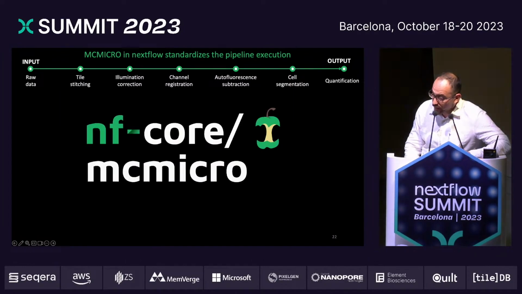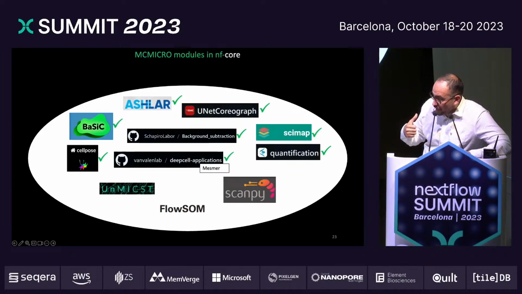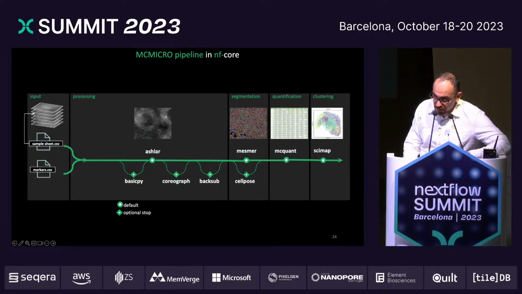So the natural step is to go into NF Core, and we've been working lately to do this. What we've been doing so far is first include the modules that are already marked with green. These modules are already NF Core modules, and we are using them to assemble the whole pipeline. This is currently work in progress.